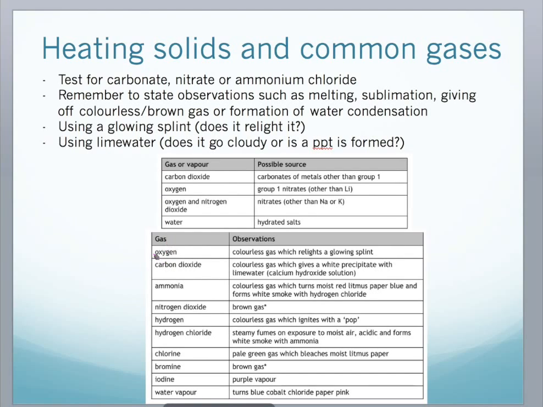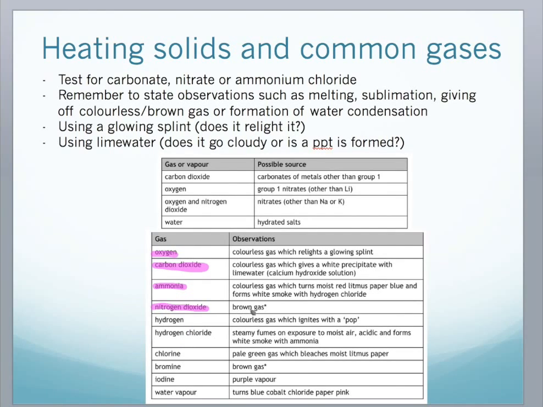So for example, if you have oxygen, it'll be a colorless gas, which will relight a glowing splint. If you have carbon dioxide, again it's colorless, however it will give a white precipitate with lime water. Ammonia, again, is a colorless gas, but it will turn red litmus paper blue. So again, these are the confirmation tests that you might be asked to carry out in order to confirm what kind of gas is evolving.